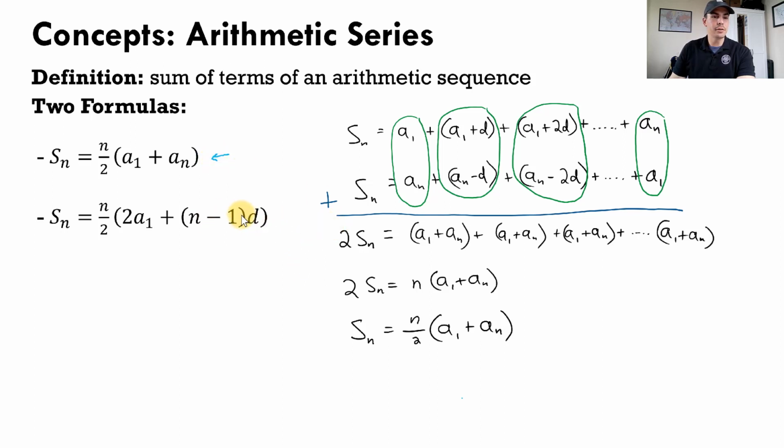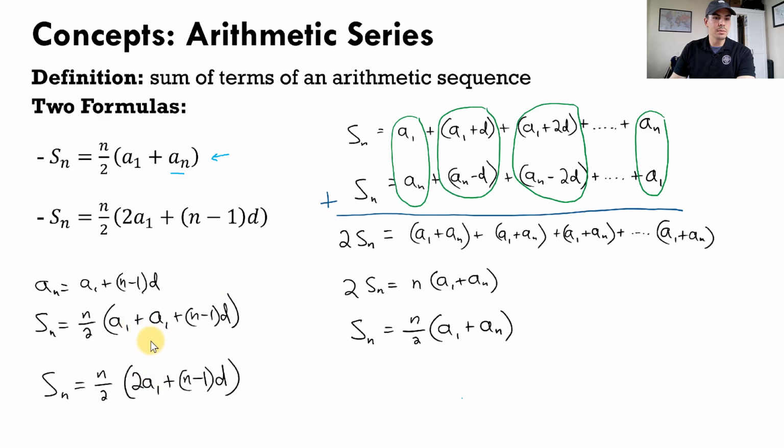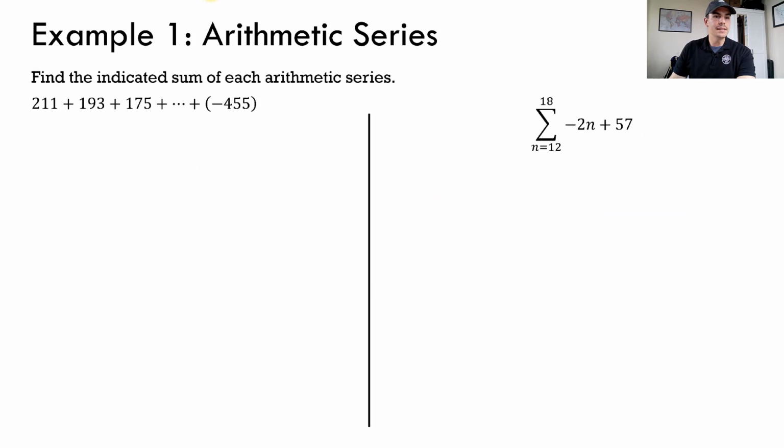Now, what about this second formula? Where does this come from? Well, recall that a sub n is equal to a sub 1 plus n minus 1 times d. So I'm just going to plug that right in for this a sub n. And what do we get? When I simplify this a little bit and add my a sub 1's together, I get this second equation right here. So we can use both of these depending on what we are given to solve for our sums.